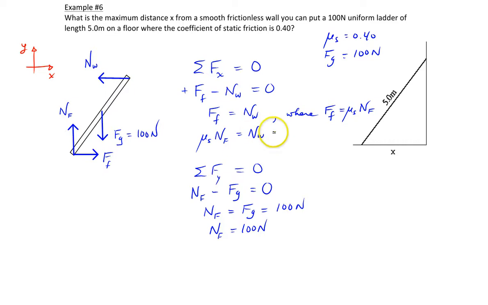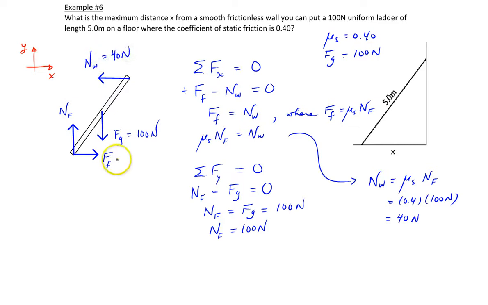Which means that we could also find the normal force from the wall. So going down over here, the normal force from the wall will be equal to mu sub s times the normal force from the floor, and mu sub s is 0.4 multiplied by 100 newtons, so this will give us a 40 newton force. So we're starting to get to know all the forces here. We know this is 40 newtons. We know this must be also 40 newtons. And we know this is 100 newtons. So we really know all the forces.